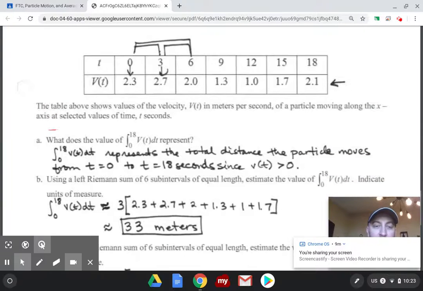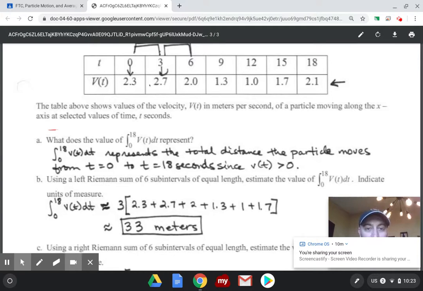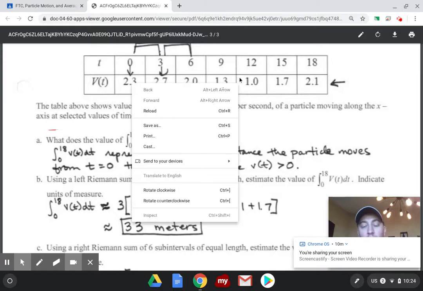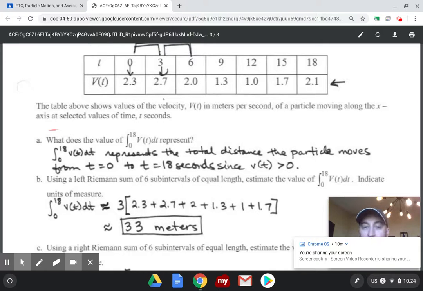This last page here is just a good review of Riemann sums again. So the first question, A, what is the value of the integral from 0 to 18 of v of t, which is the table? It represents the total distance the particle moves from t equals 0 to t equals 18, because the velocity is always positive. If I'm looking at my velocity, we have all positive values up here. It doesn't matter that it goes from increasing to decreasing or anything like that. All of those y values for velocity are positive.